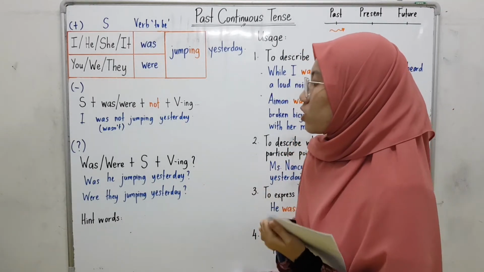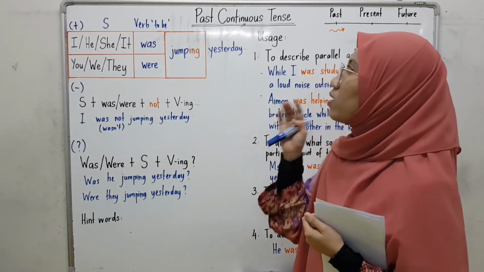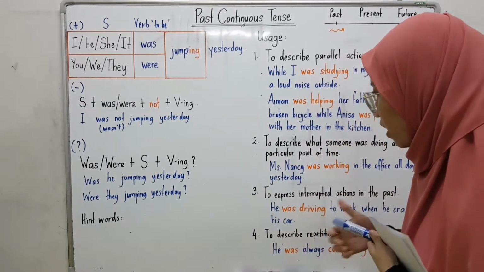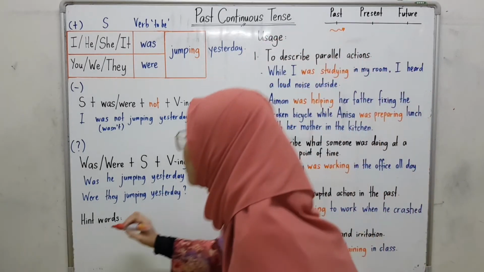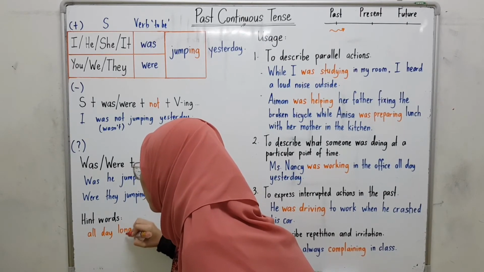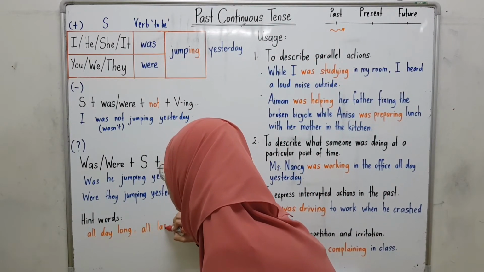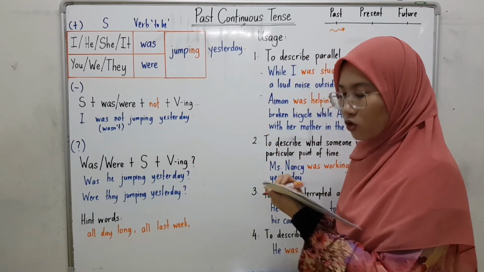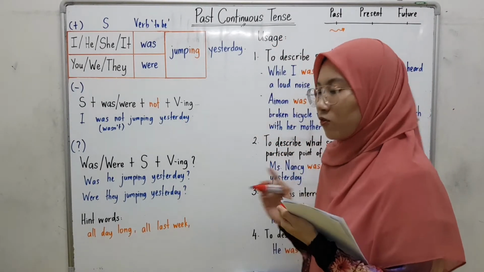So easy, right? Now let's see the hint words to identify or recognize and spot sentences that are in past continuous. We have many keywords like those that start with all, for example, all last week, or all last month, all yesterday, or anything that starts with all.